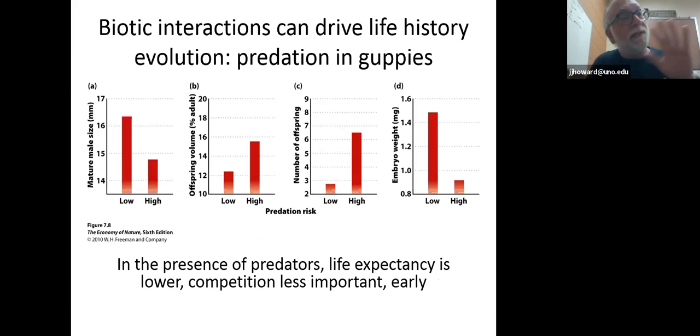The final thing is I want to illustrate how biotic interactions can change your patterns of allocation. And in this case, we're looking at guppies. And the thing about guppies is that they're small fish that are food for large fish. So if you have predators, then guppies are not going to expect to live very long. But if you have no predators, guppies can expect to live longer. They're more likely to have to compete for food.